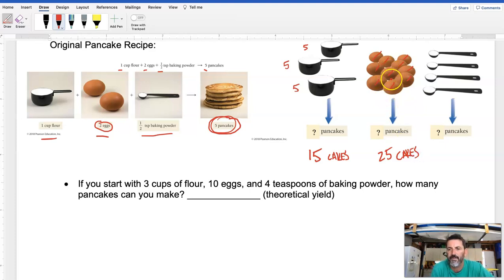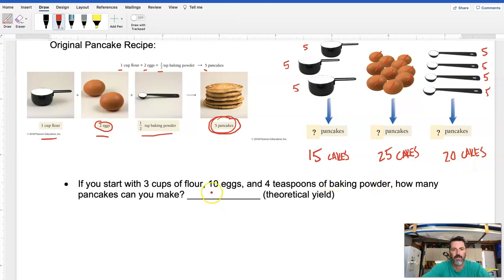Okay, now the same thing with my 1/2 teaspoon of baking powder. Let's just say that these are each 1/2 teaspoon. So a 1/2 teaspoon makes 5 pancakes. Another 1/2 teaspoon, I can make another 5. I can make another 5 here, another 5 here. So there's 20. So if I just look at my baking powder, I can make 20 pancakes.